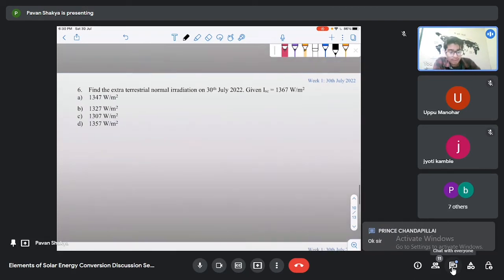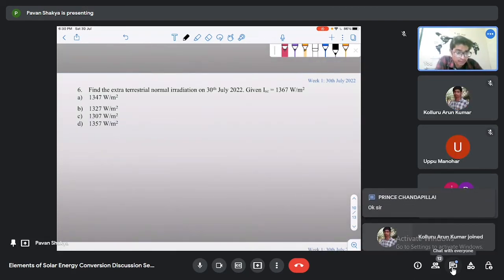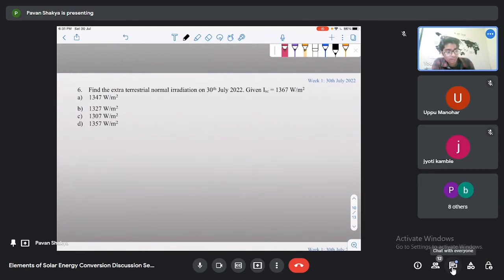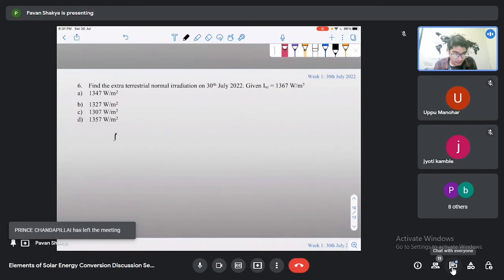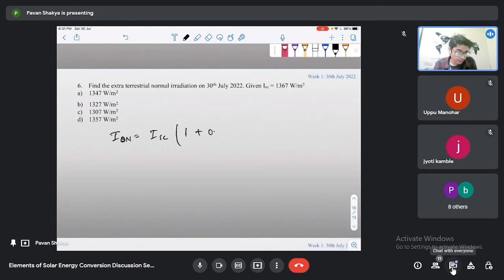The next problem is: find the extraterrestrial normal irradiation on 30th July 2022. From the above problem we have seen the relation between I_sc and I_on. So I_on is equal to I_sc times (1 plus 0.033 cos(360n/365)).